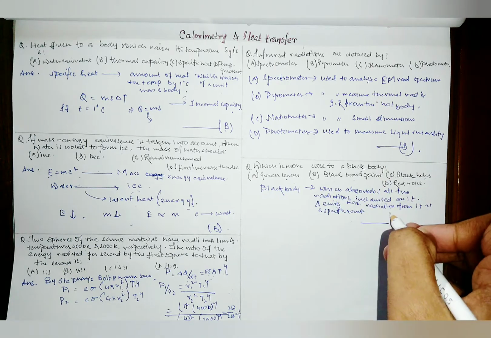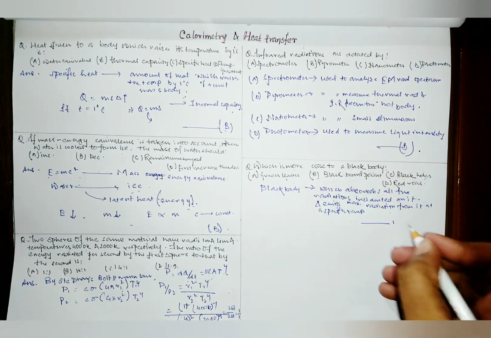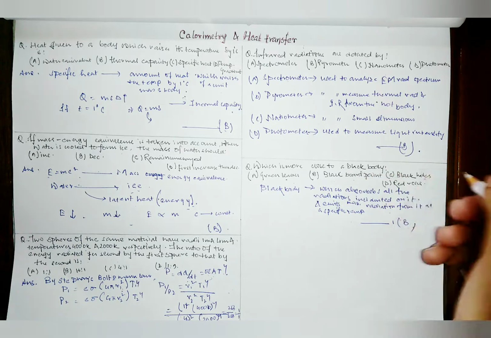So very clear from this definition that the option is B, which is more near. Why it is not a black body, you have understood.